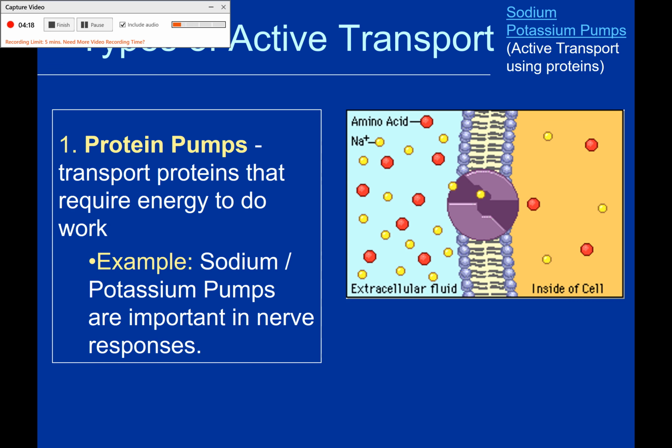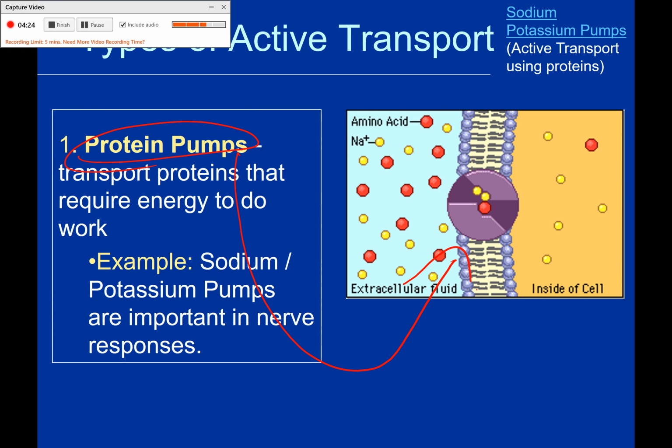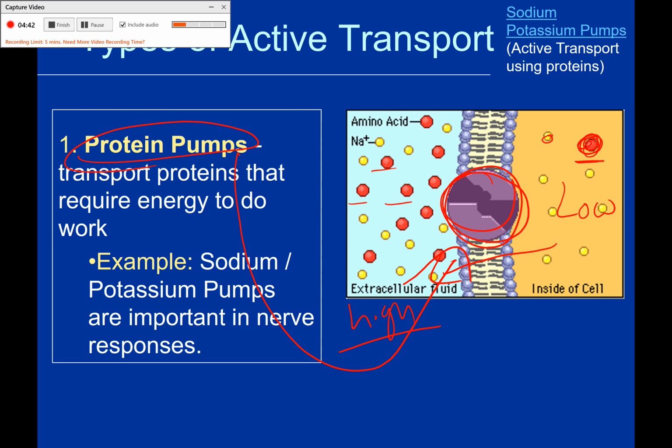Okay? And if you look at here, it uses protein pumps, right? So an example that I want you guys to use is this one right here. You see how you have these red dots right here? There is a low concentration here and a high concentration here. So you're actually going from low to high. So you're going to use this protein pump that requires energy.